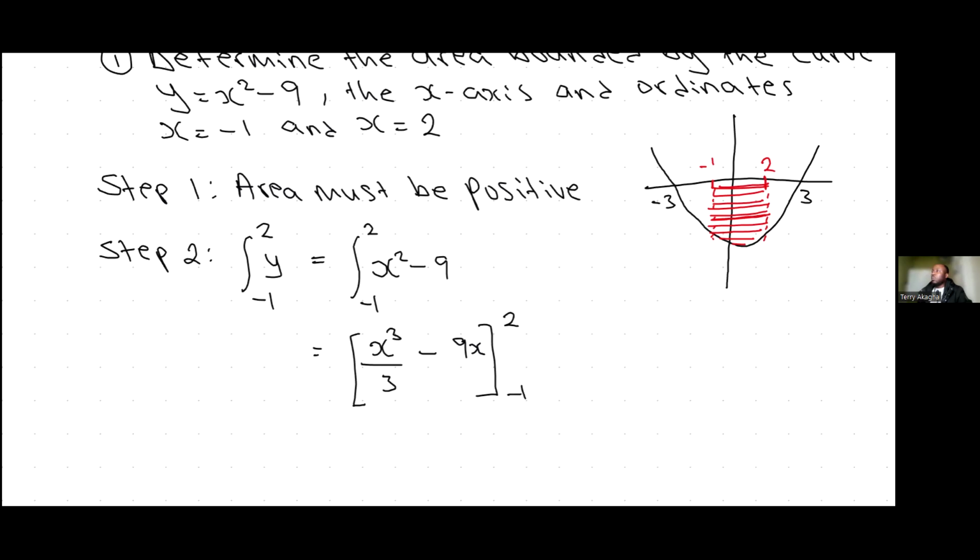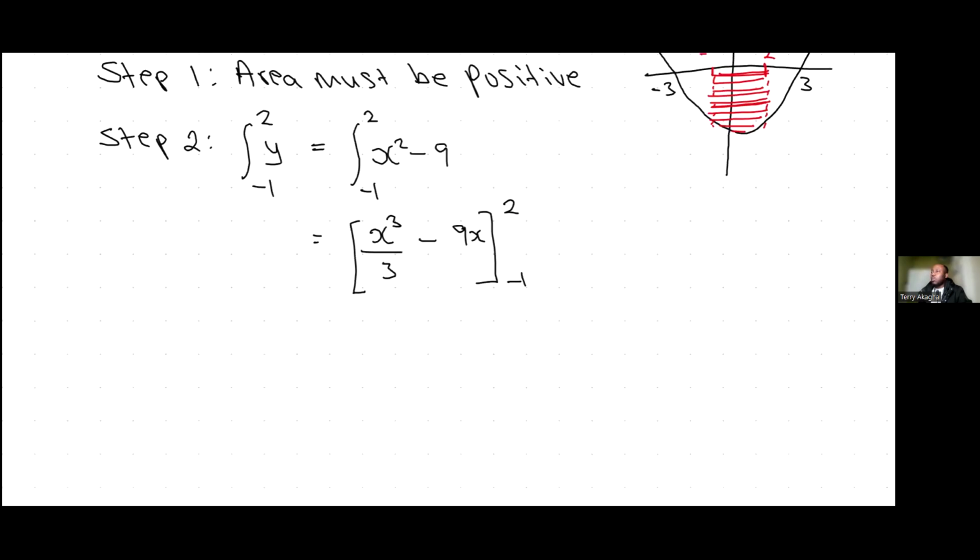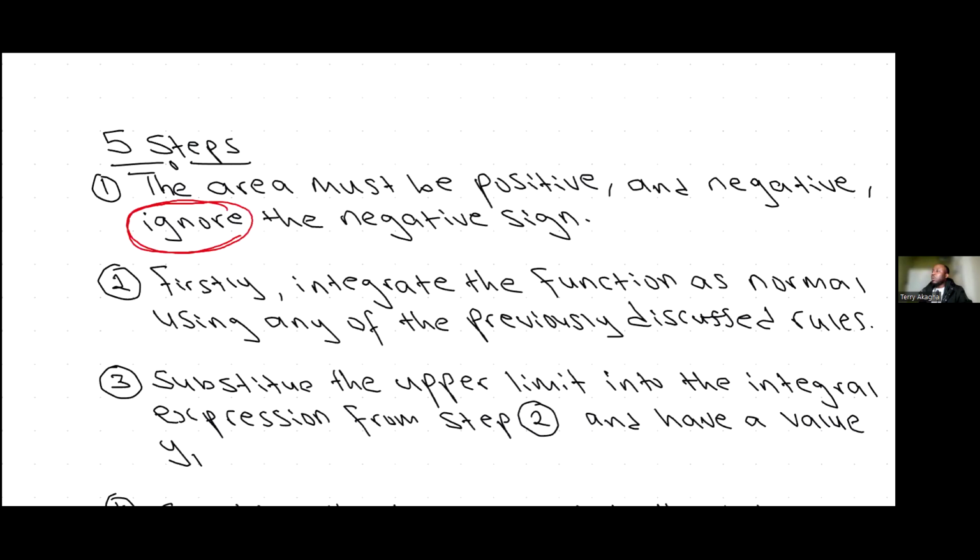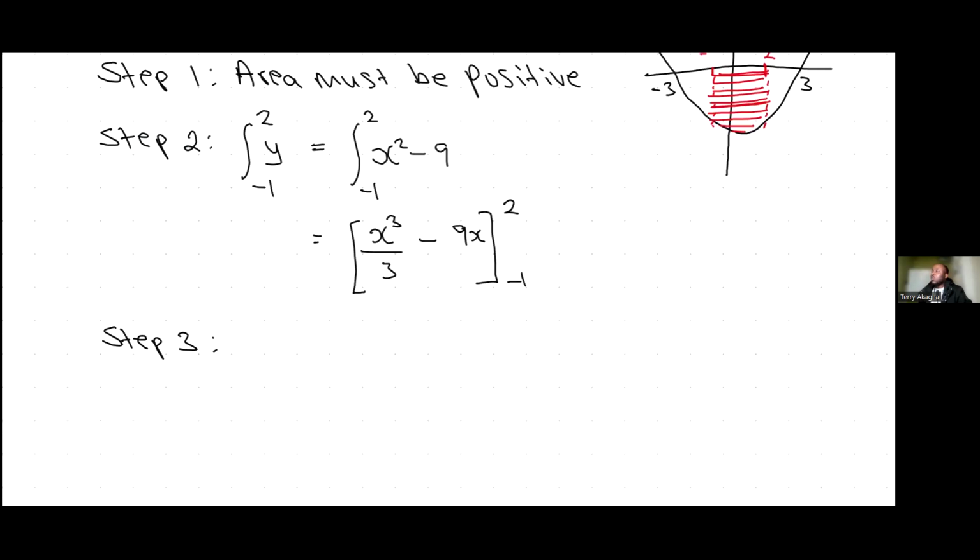Step 3: we need to substitute the upper limit into the expression to get a value y1. The upper limit we have here is 2, so anywhere you see x, you put 2. It's going to give you 2 raised to the power 3 divided by 3, minus 9 times 2. And this is going to give us minus 46 over 3.